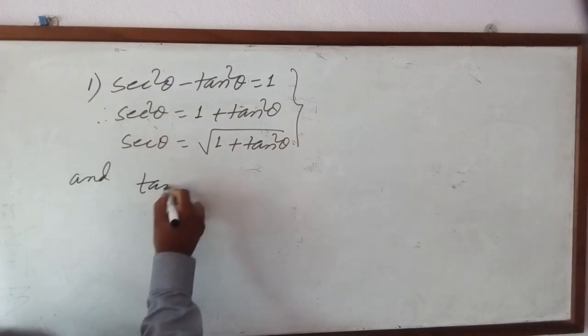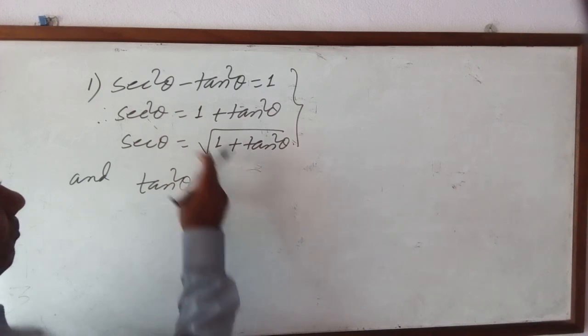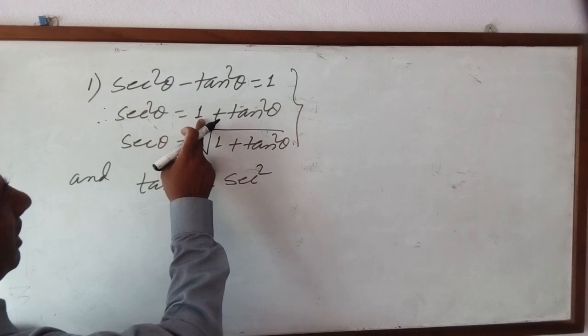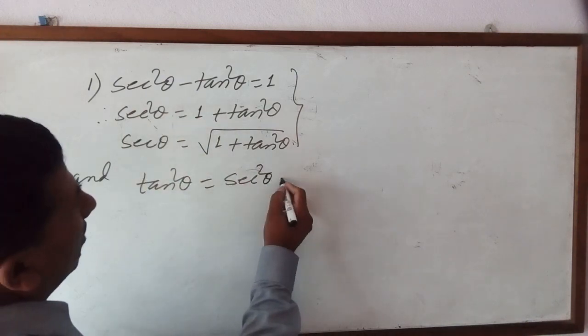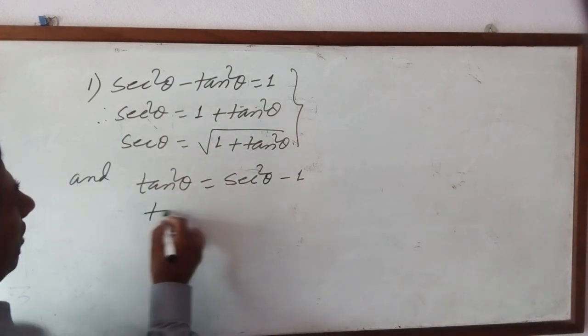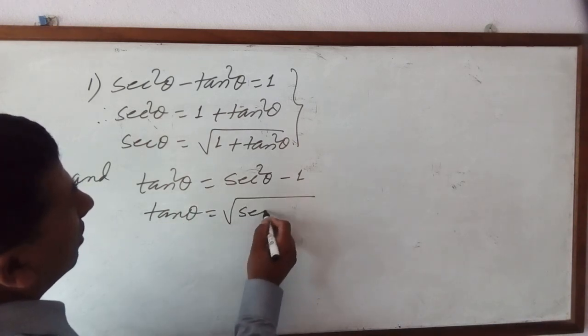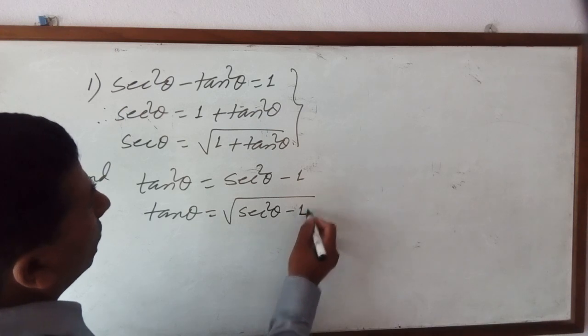Tan square theta equals, bring this one this side, sec square theta, bring this one this side, sec square theta minus 1, and tan theta equals root under sec square theta minus 1.